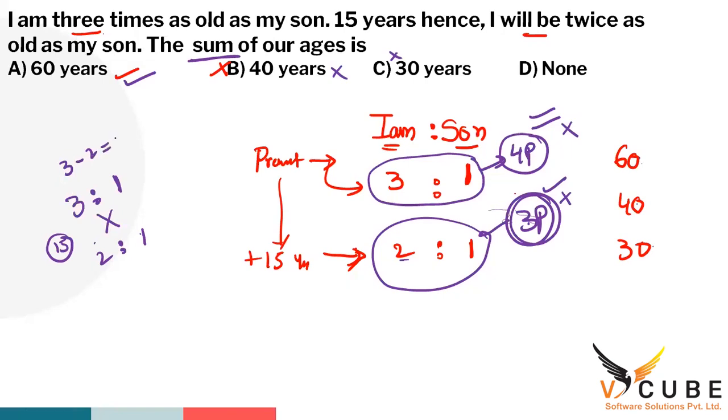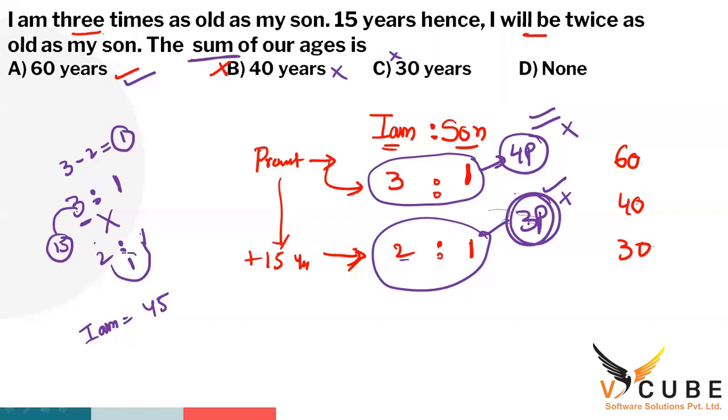1 into 3, 3. 1 into 2, 2. Difference is how much? 1. And 2, 1. Difference is how much? 1. First find out my age. I am how many parts here? 3 parts. So after 15 years, 15 into 3, 45.